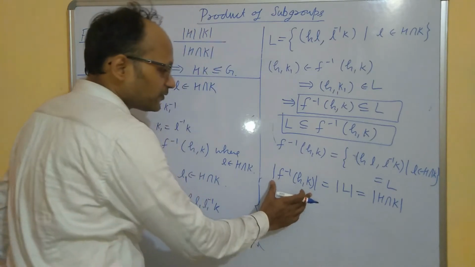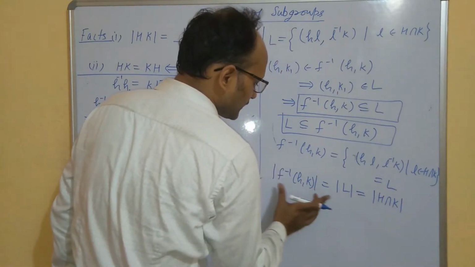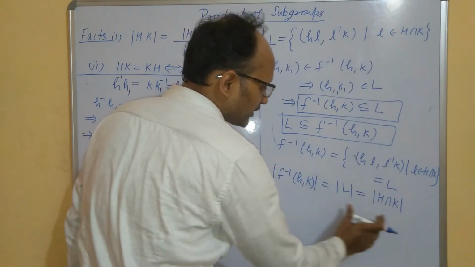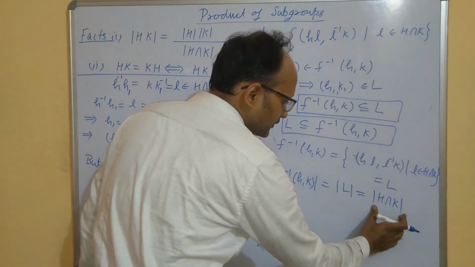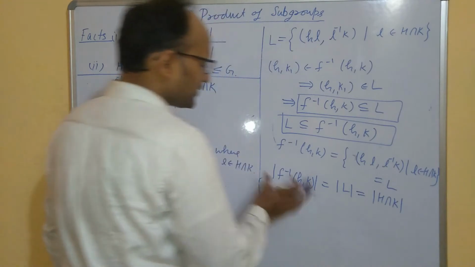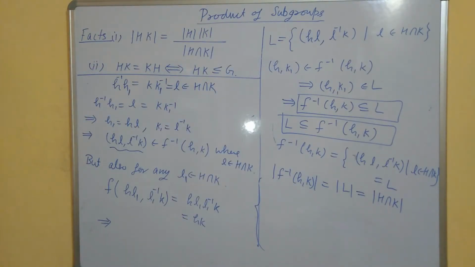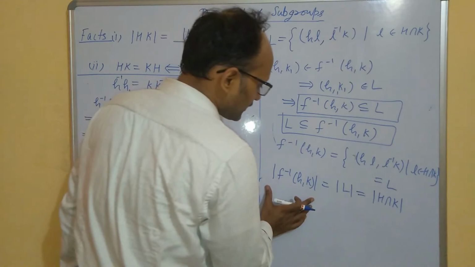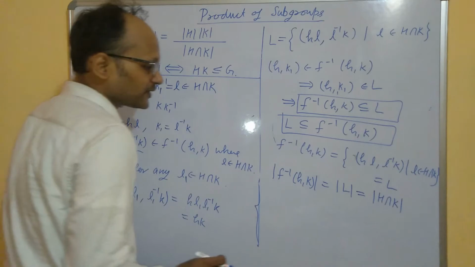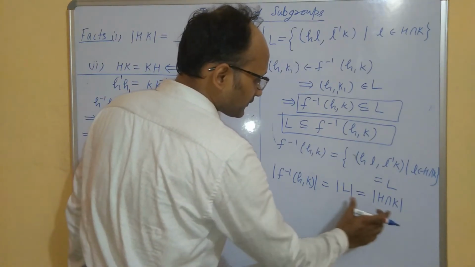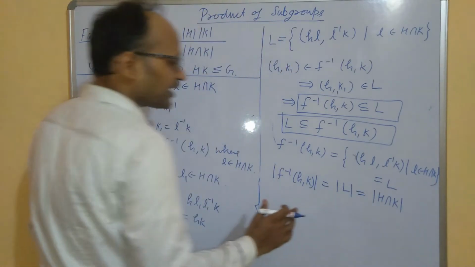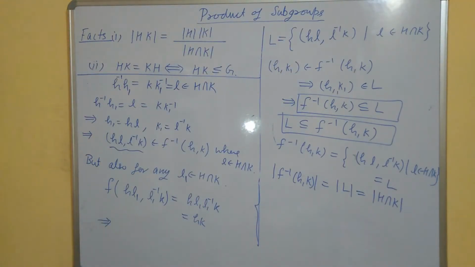Okay, so the inverse image of each element will have a number of elements equal to the order of H intersection K. So if H intersection K is trivial, then this map is one-one, and if H intersection K is not trivial, then this map is not one-one. That's why in the two examples which we have discussed, in one example the order of H intersection K was trivial, and in the other example the order of H intersection K was 2.